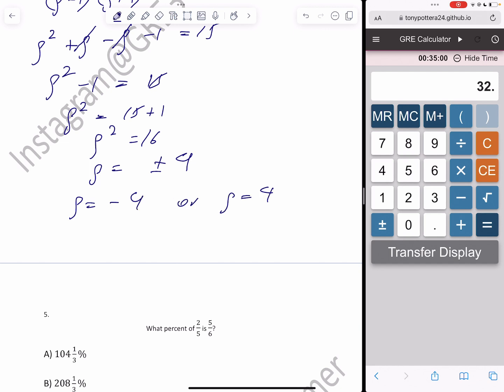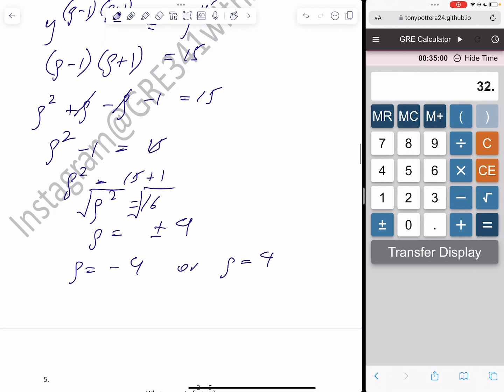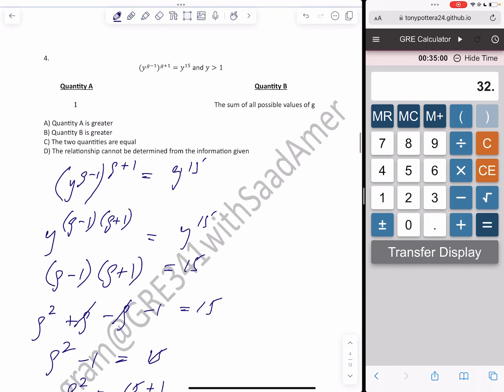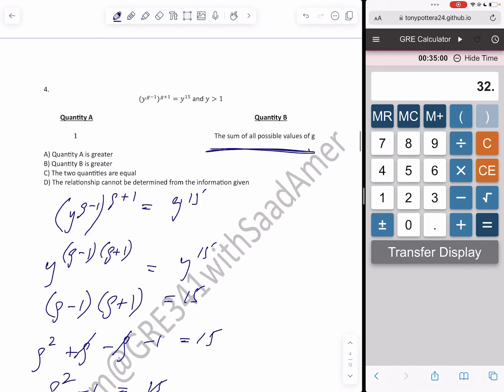Whenever we take the square root, like we're taking over here, we end up with plus minus numbers in the resulting answer. So what are they asking us? Quantity A is 1 and quantity B is the sum of all possible values of g. So for g, we have two possible values, minus 4 and 4. So minus 4 plus 4 would be equal to 0. Quantity B is 0, quantity A is equal to 1, so the answer would be A.